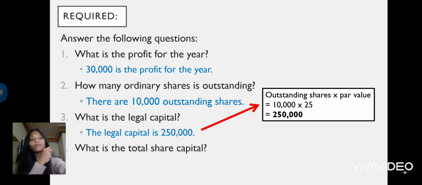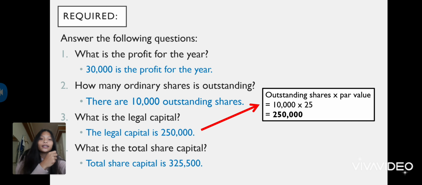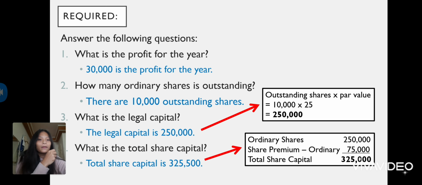Next, what is the total share capital? Total share capital is 325,000. I get that from adding ordinary shares of 250,000 to share premium ordinary of 75,000, which will equal 325,000 of total share capital.